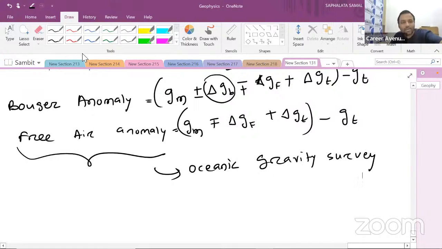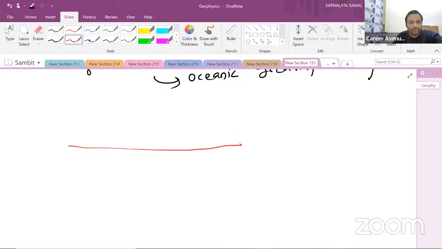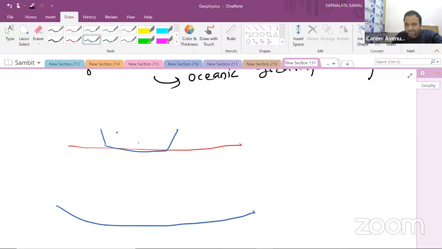Because when you're going in the ocean, suppose you are in a ship trying to measure the gravity value, this is the ocean floor. From the station, this mean sea level is itself a datum plane. There is no mass between the station and the mean sea level. There is no point calculating this Bouguer anomaly. You know, because this is the station, this is the mean sea level. We're measuring on the datum plane or the mean sea level. That's why we do not calculate the Bouguer anomaly in the oceanic gravity survey. We use the free air anomaly.